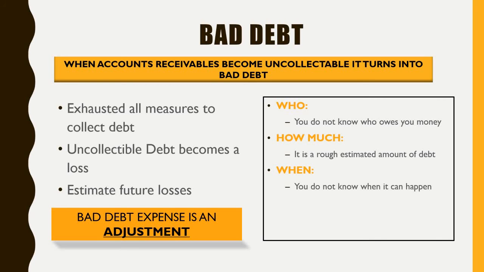So that's where this estimated amount is going to come from. You will not know who, and you will not know how much either. Because again, if Robin, you owe me $100, Mr. Sanchez owes me $500, and then Michelle owes me $200.